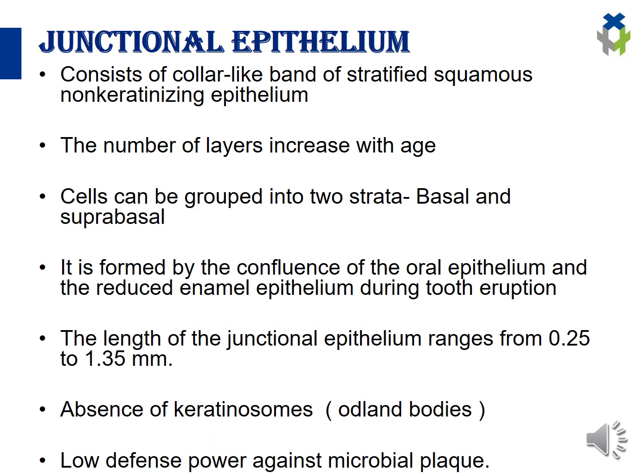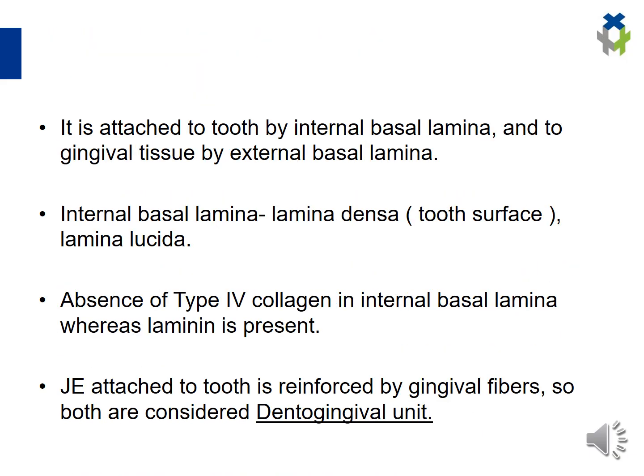The junctional epithelium consists of a collar-like band of stratified squamous non-keratinizing epithelium. The number of layers increases with age. The cells can be grouped into two: stratum basale and suprabasal. It is formed by the confluence of the oral epithelium and the reduced enamel epithelium during tooth eruption. The length of the junctional epithelium ranges from 0.25 to 1.35 millimeters.